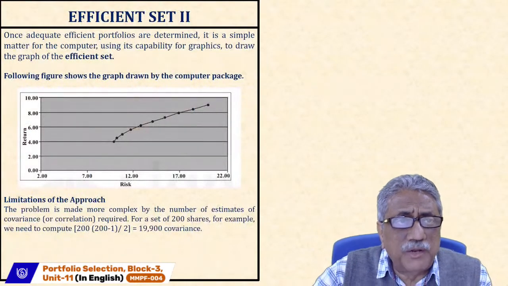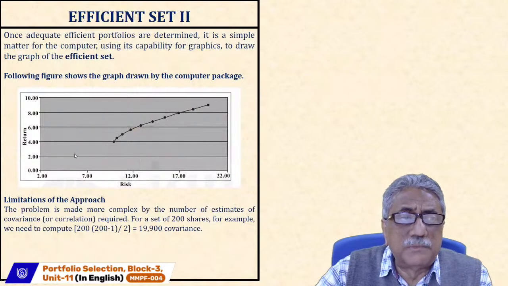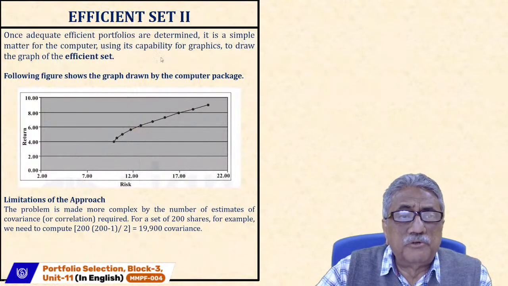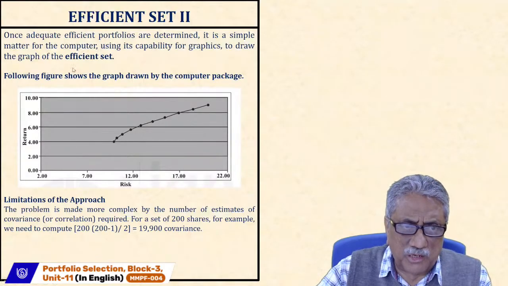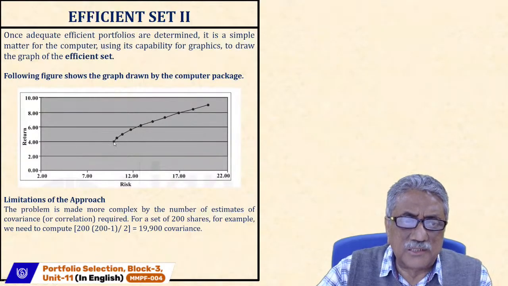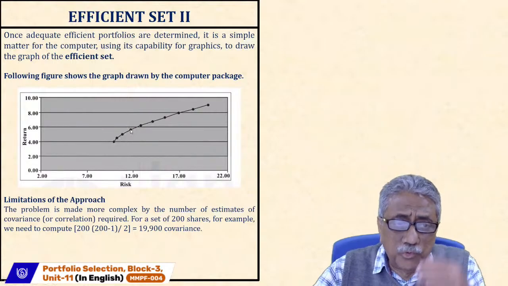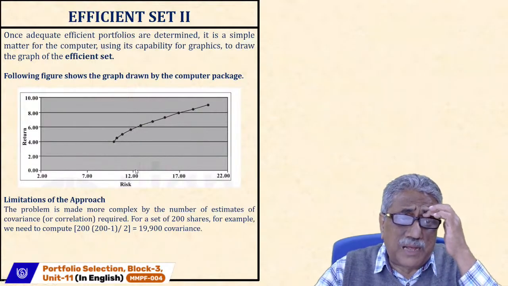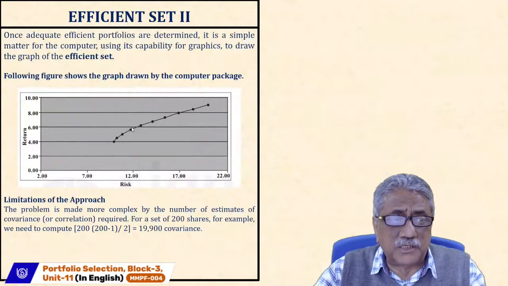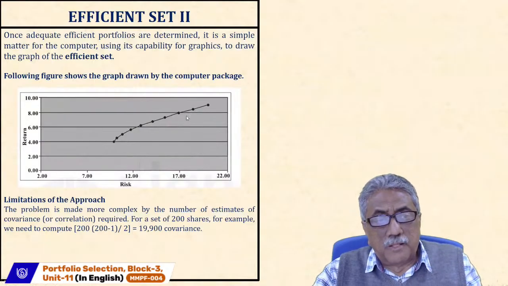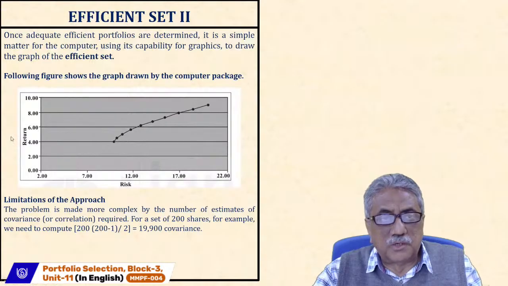Now once adequate efficient portfolios are determined, it is a simple matter for the computer, using its capability of graphics, to draw the graph of efficiency, which I was talking about. These different points: if you take this risk, this is the maximum decent return you will get. If you are ready to take more risk, you get a better return. So this is the return, this is the risk matrix.